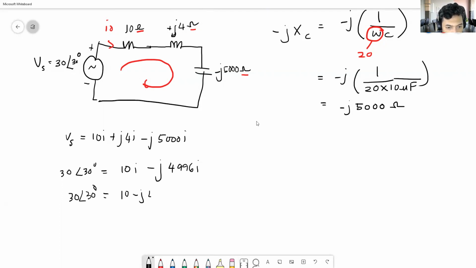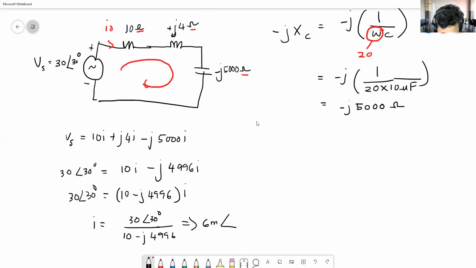So this one will be 4,996 I. From here you can calculate your I. So your I should be 30 angle 30 degrees over 10 minus j4,996. Okay, by using your calculator, it should be 6 milli, and then the angle is 119.9 degrees ampere.